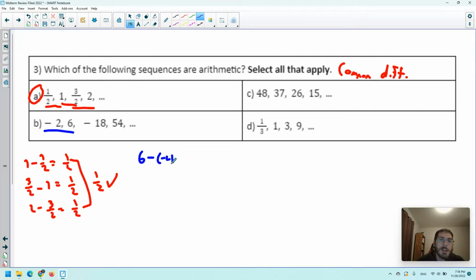6 minus negative 2 is 8. And then negative 18 minus 6 is negative 24. So those are not the same. So right away, we can get rid of B.